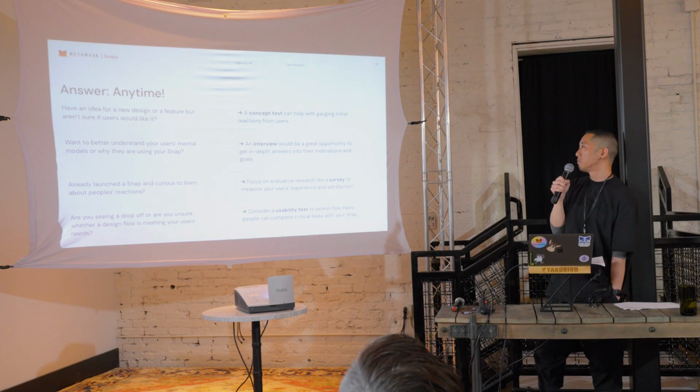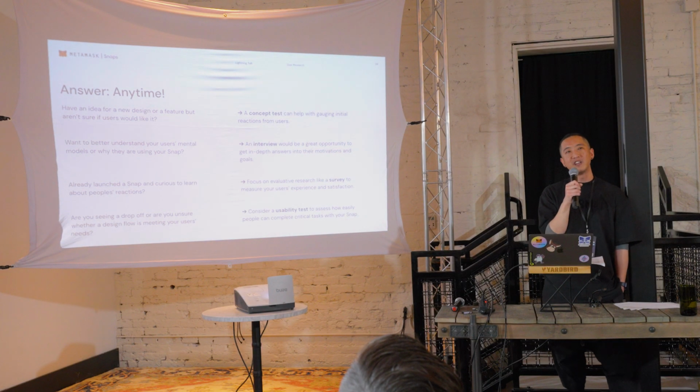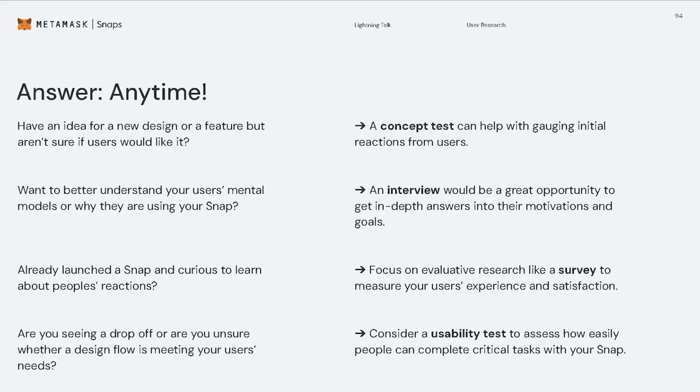So when can you start doing user research? The answer is anytime. You can conduct user research at any point in the development process. Want to understand why your users are using your Snap? Consider an interview. Maybe a great way to get at the crux of their goals and motivations. Are you seeing drop-off in usage, or are you unsure whether a design flow is meeting your users' needs? Consider a usability test to see if your users are able to complete critical tasks within your Snap. Conducting user research can help de-risk each step of your development process.